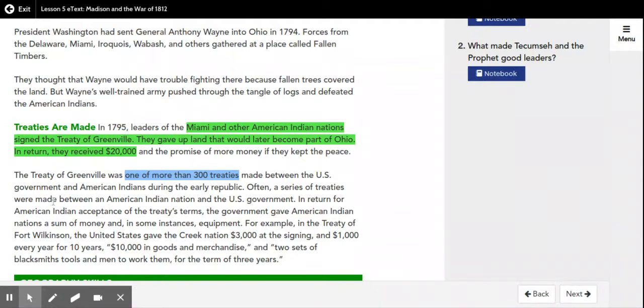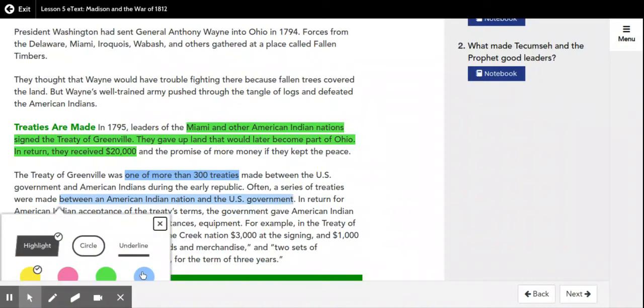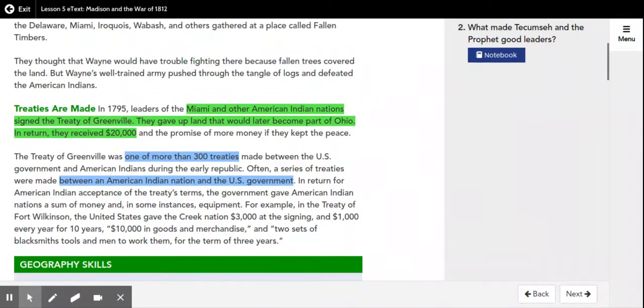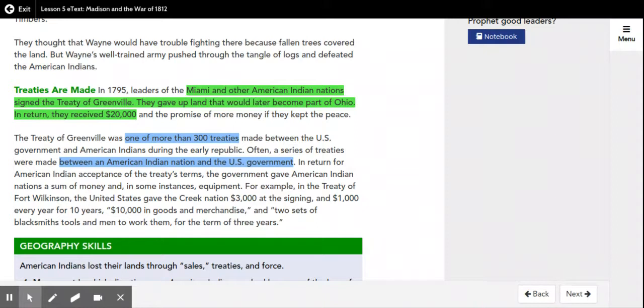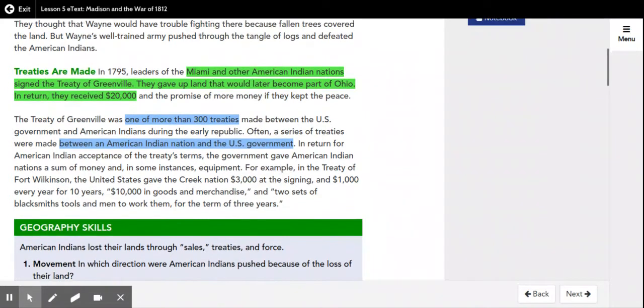Often, a series of treaties were made between an American Indian nation and the U.S. government. In return for American Indian acceptance of the treaty's terms, the government gave American Indian nations a sum of money and, in some instances, equipment. For example, in the Treaty of Fort Wilkinson, the United States gave the Creek Nation $3,000 at the signing, and $1,000 every year for 10 years, $10,000 in goods and merchandise, and 2 sets of blacksmith's tools and men to work them for the term of 3 years.